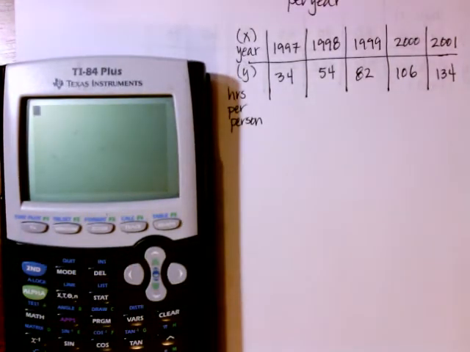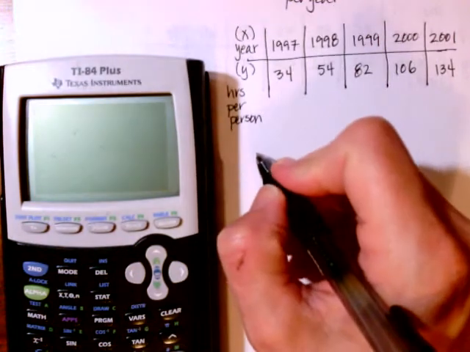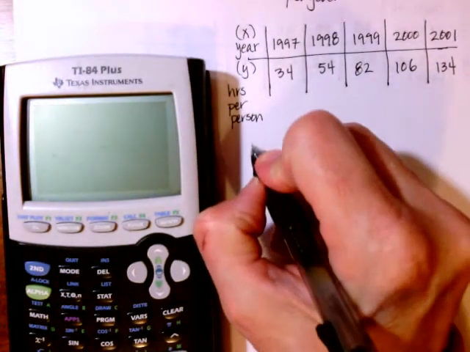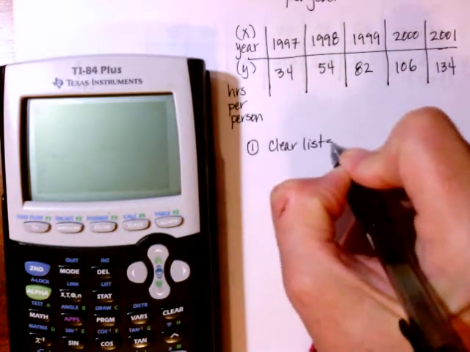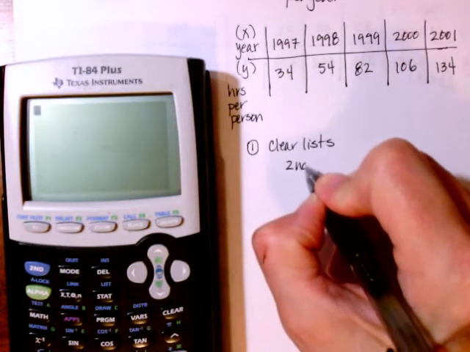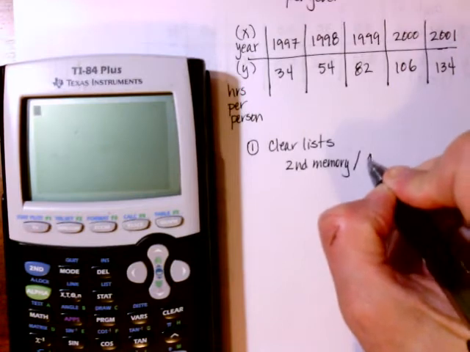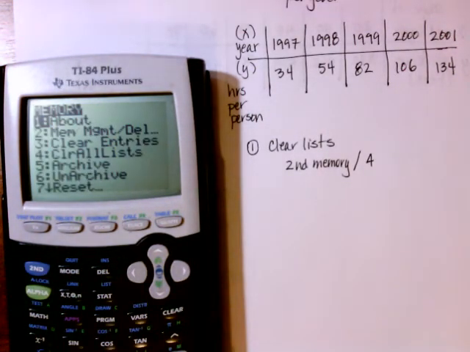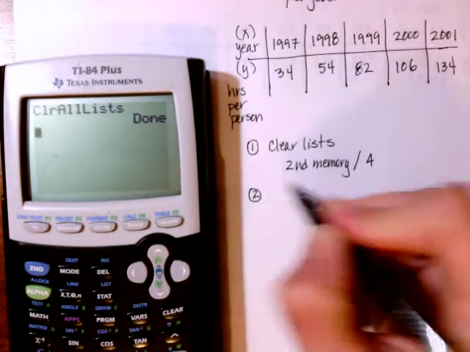So I'm going to go back to my main screen. Let's go ahead and walk through the process again. I'm just going to write the steps down, and you need to make sure that you write these steps down because you are going to need to learn this process. So number 1, I'm going to clear my lists. I do that by second memory, and then it's 4 to clear lists. So second memory, then 4 to clear my lists, and I hit enter. So now my data has been wiped clean.